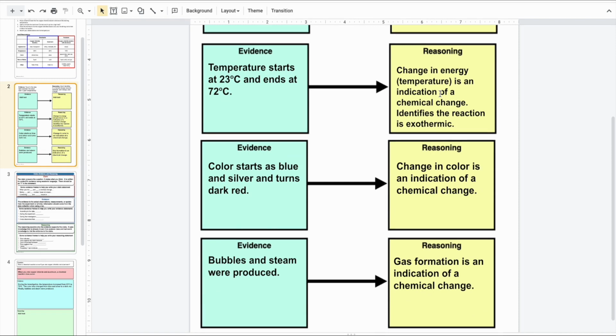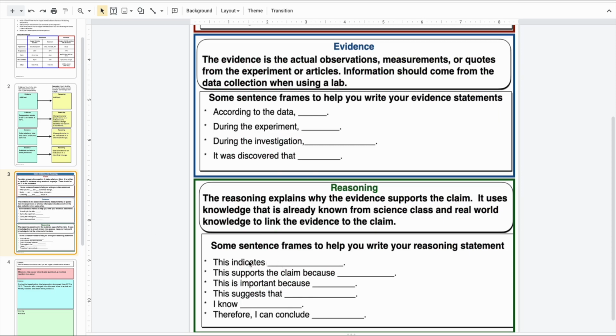What am I looking for? I'm looking for evidence of a chemical change. It's what I already know the evidence to be. Evidence like energy change, gas formation, precipitate, odor change. Those are the things that I was looking for in my reasoning. And again, I can use my sentence starters: this indicates, this supports the claim, this is important, or I know.